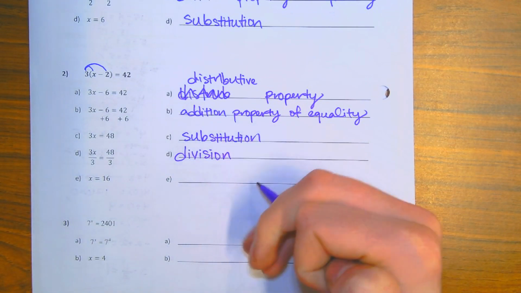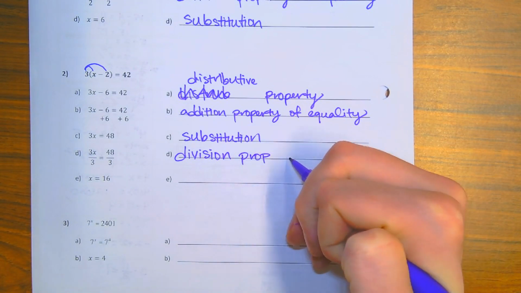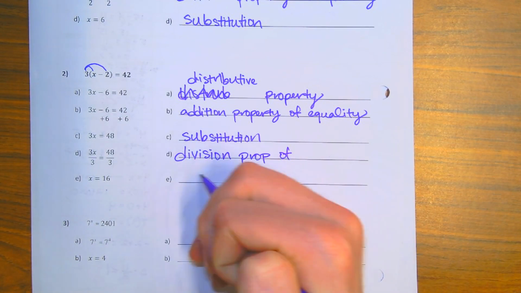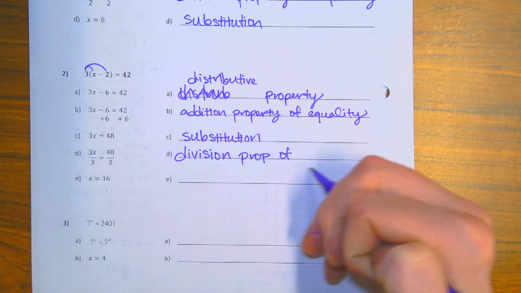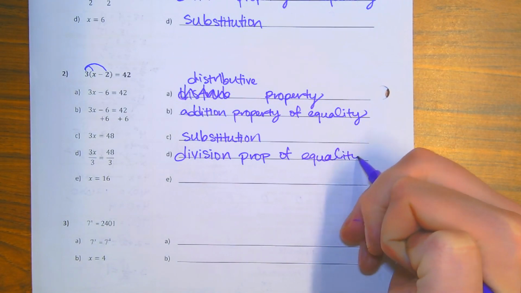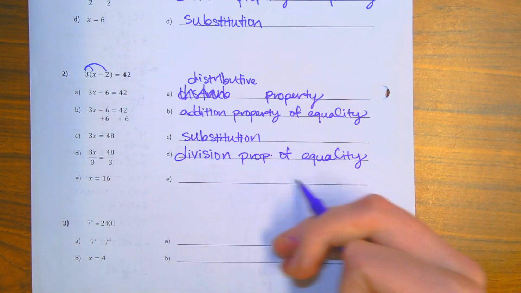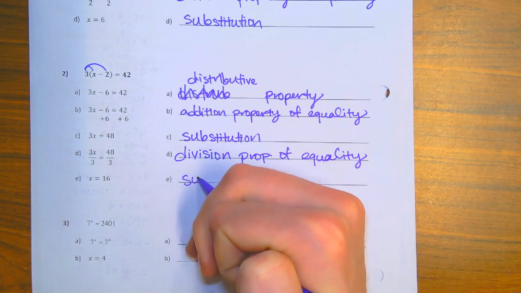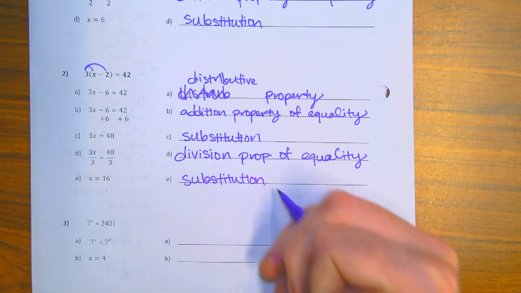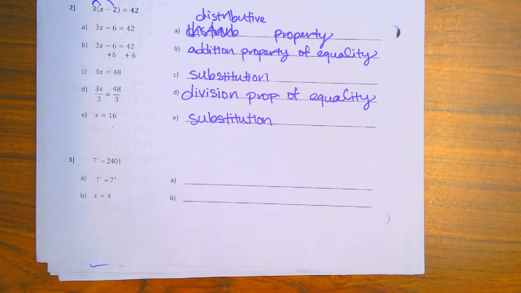And once again, if you guys don't want to write all of this down because you've already caught it, you can do div, prop, equal, or anything like that. As long as I can see that it is division, and you understand it as a property of equality, that's what I want. Even I accidentally shorthanded that one. And what follows the property of equality? Substitution. So, let's go to our next one.